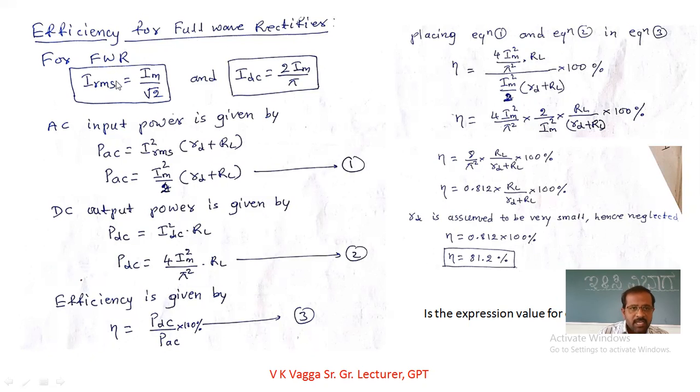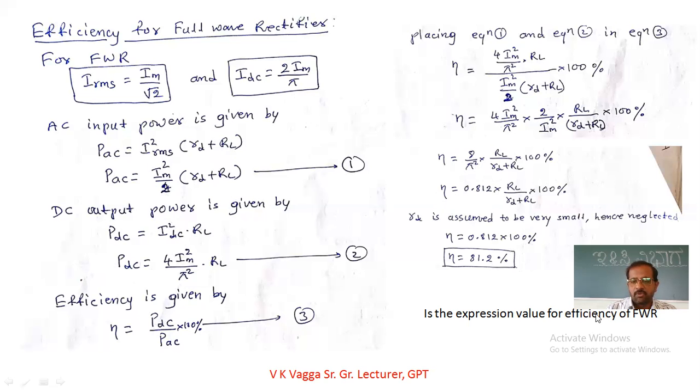You should consider IRMS is equal to Im divided by root 2, IDC is equal to Im divided by pi. After that, you should consider the formula for the AC input power, and in this equation you should place the value of the IRMS. In the same way, you should consider the formula for the DC output power, and the value of the IDC is to be placed in this equation. Afterwards, the AC power and the DC power values are to be placed in the efficiency equation. After simplification, you are going to get 0.812, which if multiplied by 100 is 81.2%. This is the expression for the efficiency of the full wave rectifier.